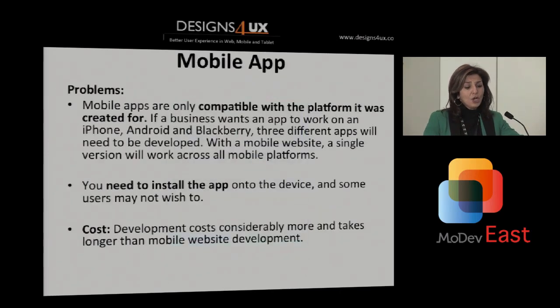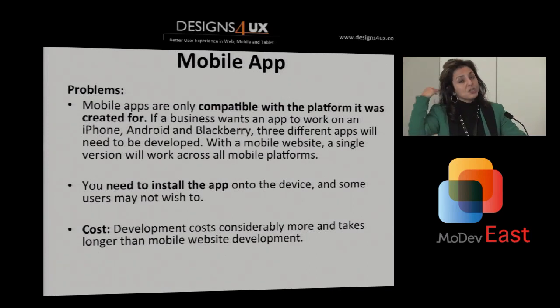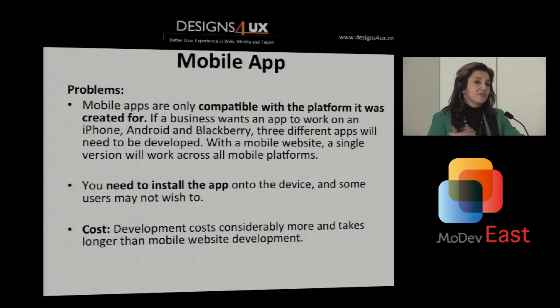The problem for mobile apps is compatibility with the platform they were created for. That means that if a business wants to work on iPhone, Android, or BlackBerry, they have to create three different apps, and you need to install the app. And of course, cost is an important issue for it. There's no one answer to that. Do I have three of them or one? It depends on the business that you have. But if you have a really limited budget, of course your site should be responsive.